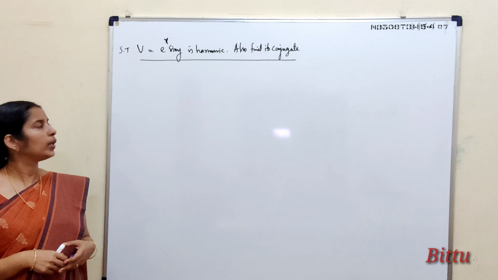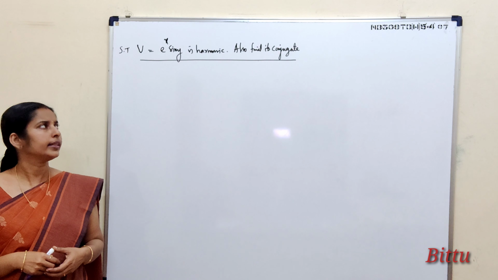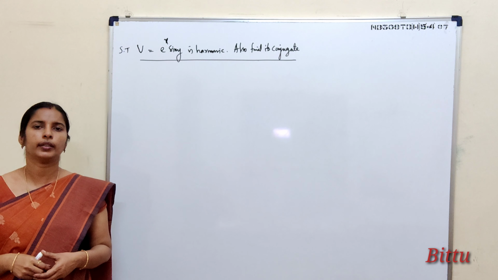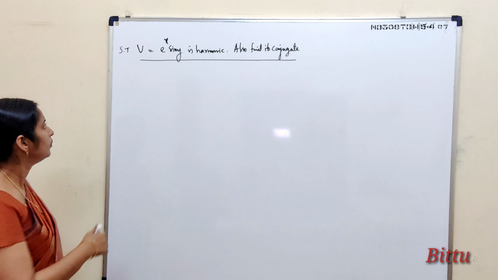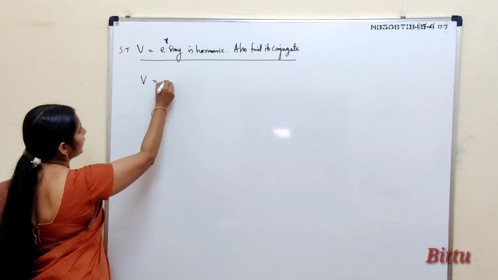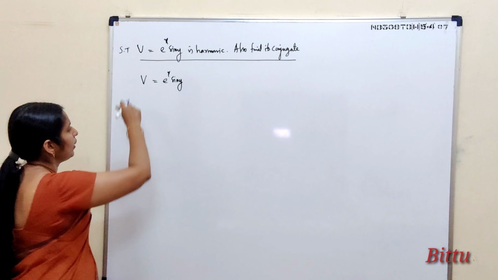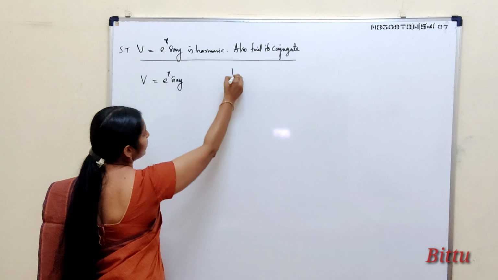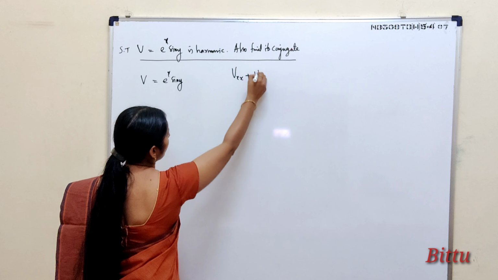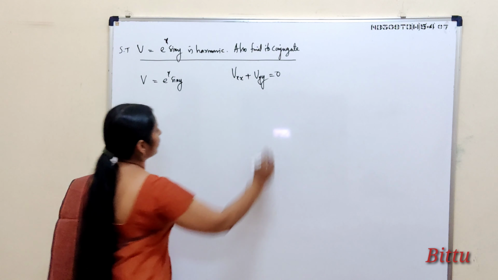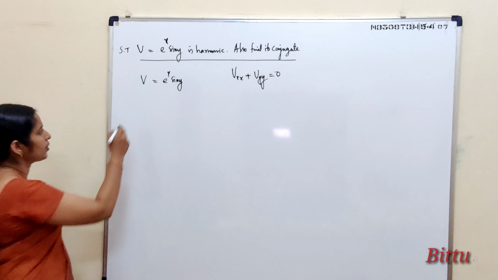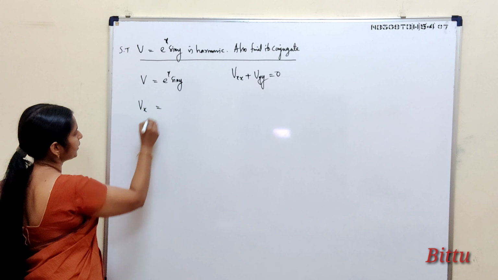Show that v equal to e raised to x sin y is harmonic. Also find its conjugate. Here v is e raised to x sin y. For proving v harmonic, we have to prove v_xx plus v_yy equal to 0. For that, you write the derivatives v_x, v_y.